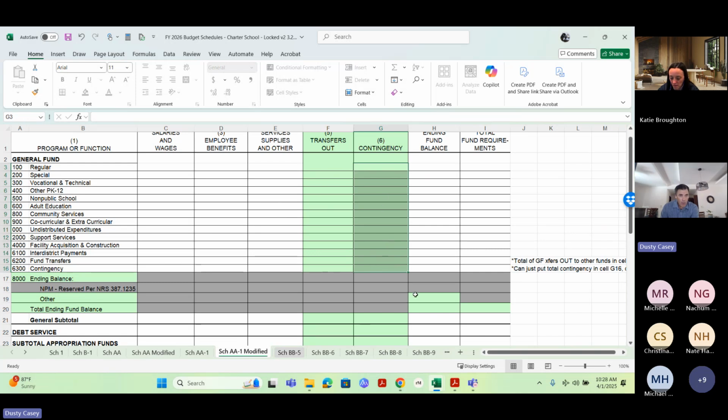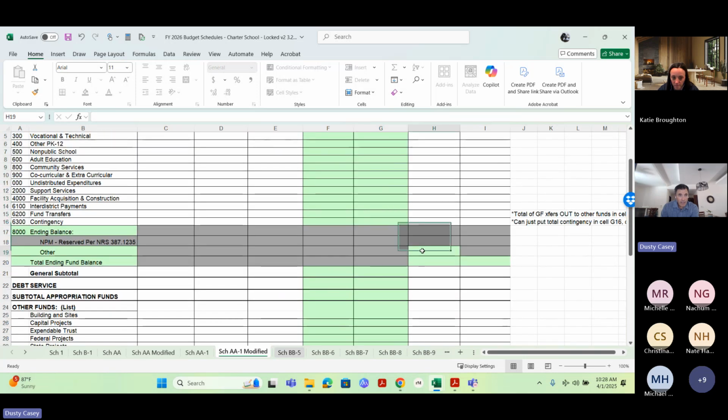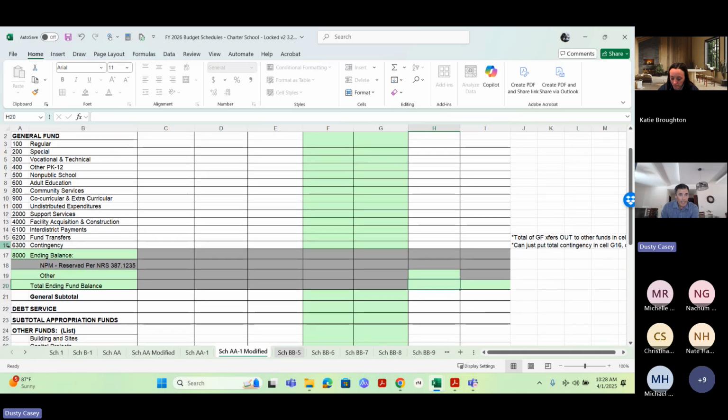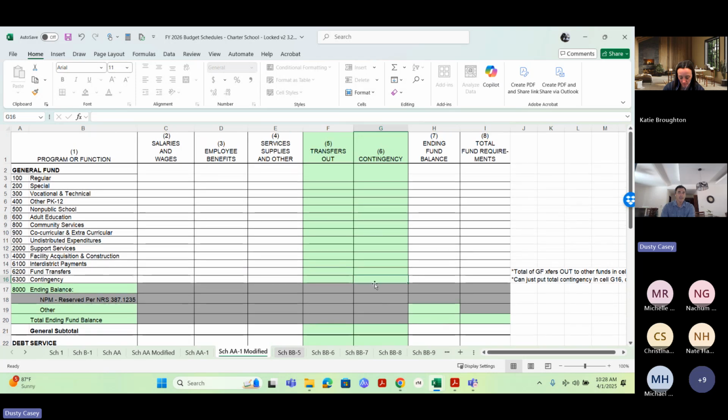You can break out contingency as a percentage of all those different object codes or program codes, or you could put a sum total of contingency in cell G16. Honestly, that's what I would do rather than try to break it out. I would go to cell G16, row 16, that's there for contingency, and put your total contingency in there. And then you also have fund transfers out, and that would go on line 15.